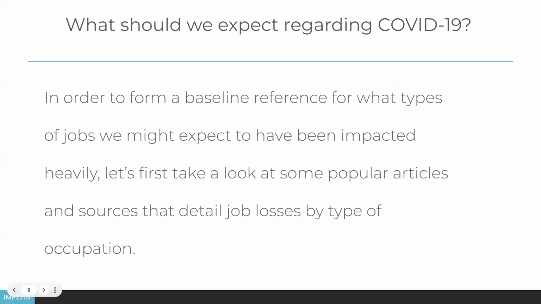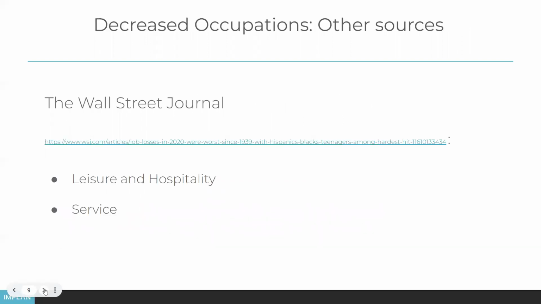In order to begin forming a picture of what we might expect related to those losses, let's first take a look at some popular articles that detail job losses by type of occupation. The following slides represent some of the most accessed pages in relation to this subject. Wall Street Journal detailed that the most heavy occupation losses occurred in the leisure and hospitality and service sectors.